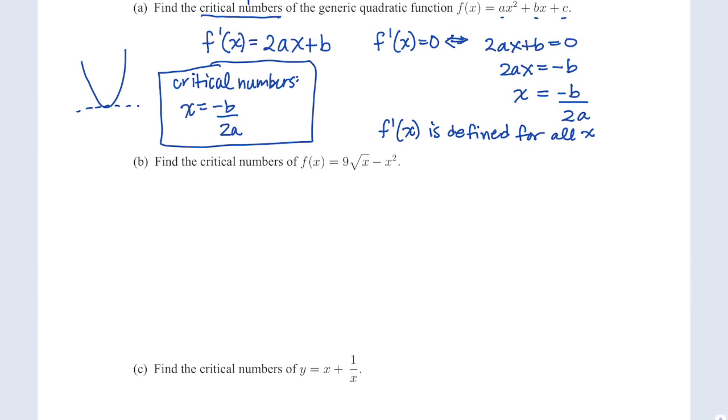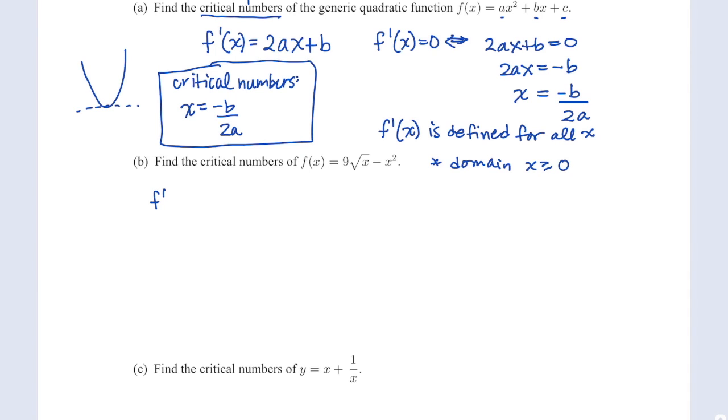Next one, find the critical numbers of this function, 9 times the square root of x minus x squared. Here I just want to make note really quickly that the domain for this is only x greater than or equal to 0 because of that square root in the mix. So when I'm looking for critical numbers, I want to make sure they're in the domain of the function.